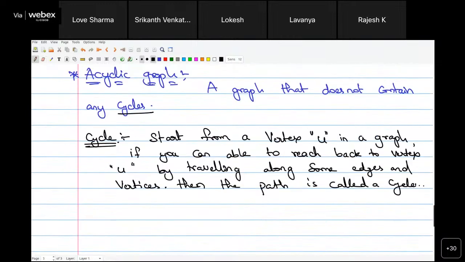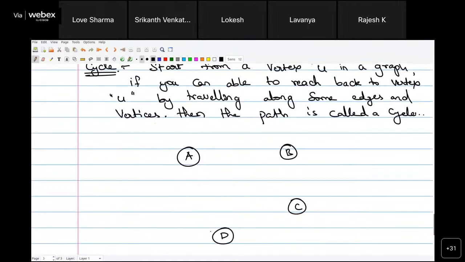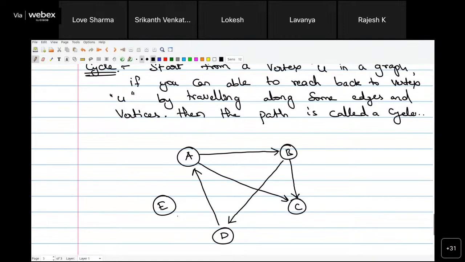So this is how the example will be. I will show the example for cycle, you will understand. So there is vertex a, vertex b, vertex c, vertex d and vertex e, and this is how your edges are. So from a to b, b to c, a to c, b to d, d to a, d to e, d to c. So this is how we have the graph.